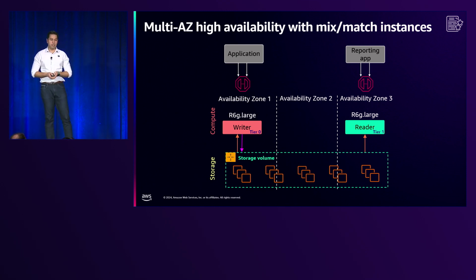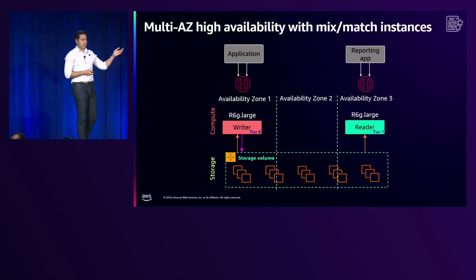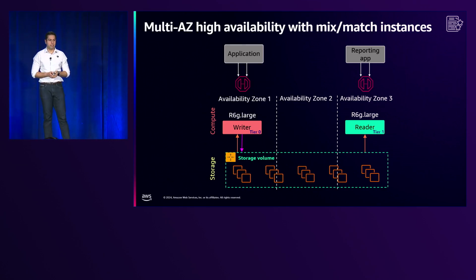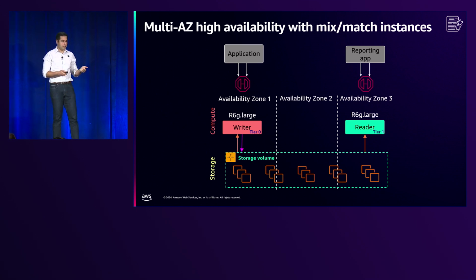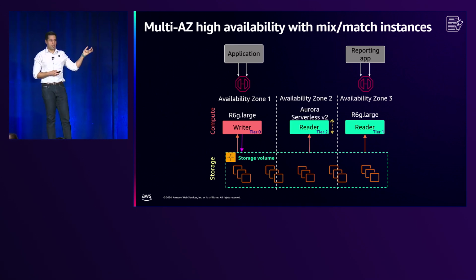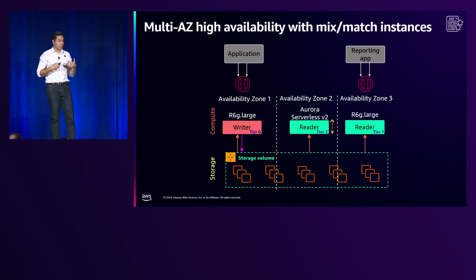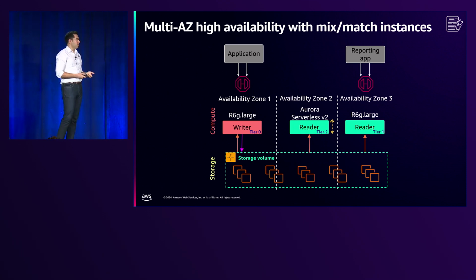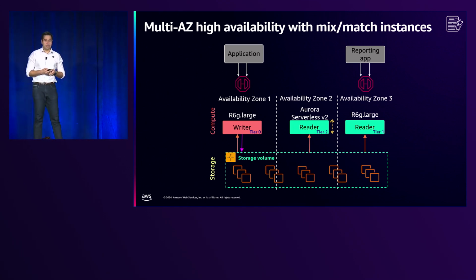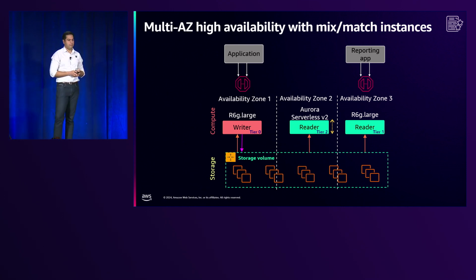And today you might be using a provisioned instance. In this case, we have an R6G large, which is just sitting there at all times. But sometimes you don't really need to use this instance. So what you can do is instantly add an Aurora Serverless v2 instance, which auto scales. And we let you do that. We let you mix and match instances based on your workload, so that if you don't need that capacity and your read replica is underutilized, you can have it sitting there.